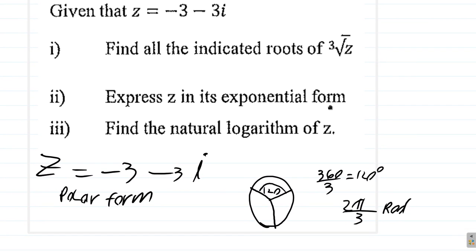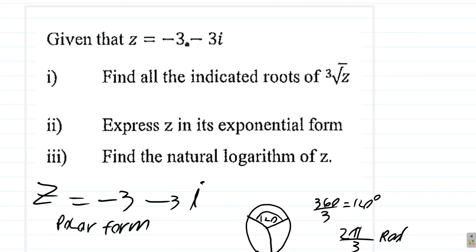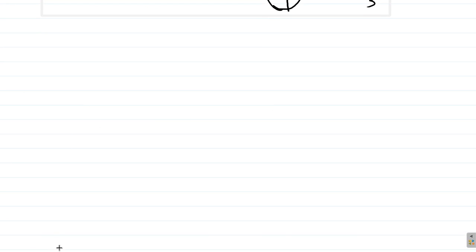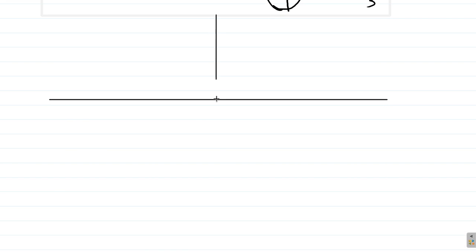We can write the exponential form in degrees or radians, but when we find the natural log, we'll have to convert any degrees we have to radians. When we get there, we'll deal with that. Now, z is equal to negative 3 minus 3i. If you have your x-axis and your y-axis, and you go to negative 3 minus 3i.